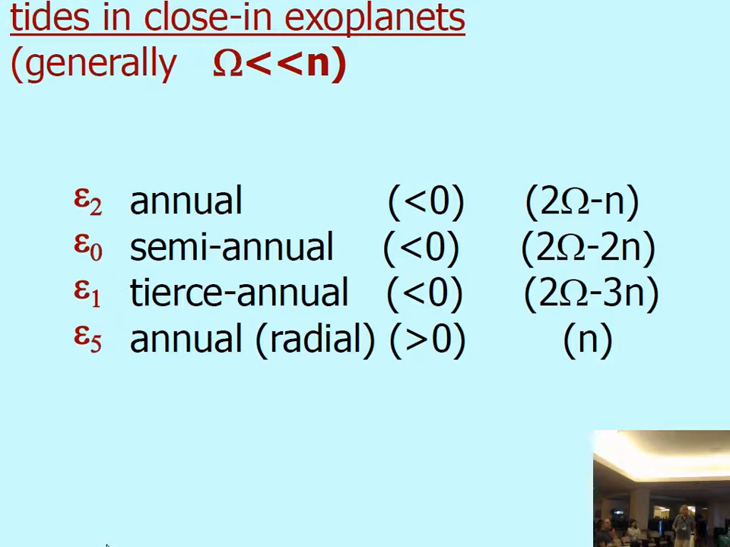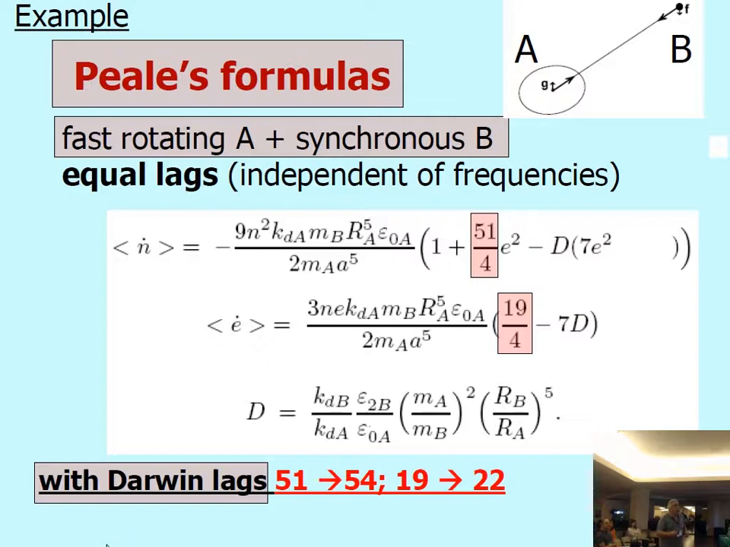So some people rushed to use the equations of Peale. But the equations of Peale were derived for this case, where I have a fast rotating planet and a satellite. In the case of the exoplanets, it's different. In general, I have an exoplanet rotating around a star, a close one, with periods of 1, 2, 3, 4 days. And the rotation of the star is 20, 25 days, like the Sun. The Sun has a very slow rotation. All stars have a very slow rotation. So the thing is very inverted.